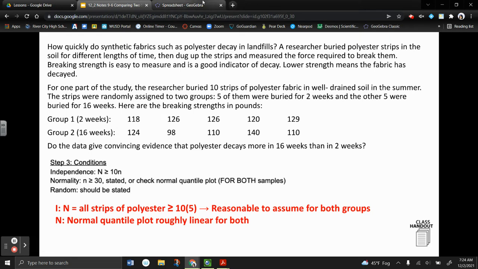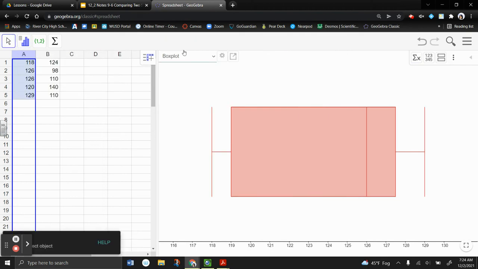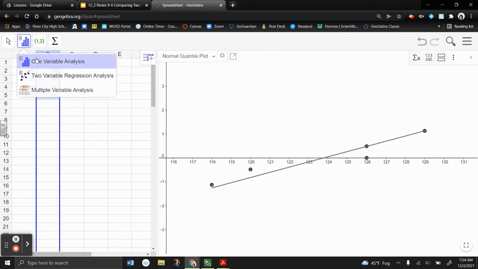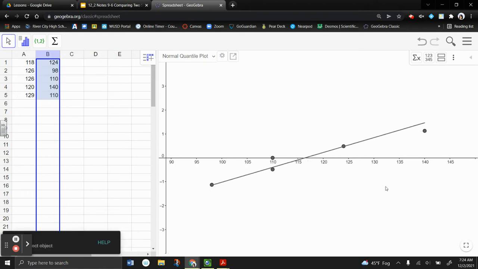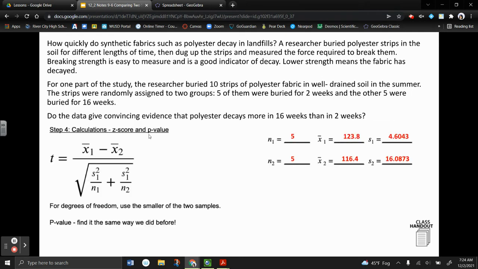The normal quantile plot is roughly linear for both. We can see that by looking at our graphs here. Here's a normal quantile plot for the first one. And here's a normal quantile plot for the second one. So roughly linear for both. And the random condition is stated, that they were randomly assigned.